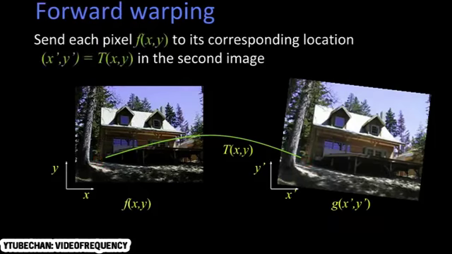So forward warping works as follows. You basically send every pixel f of x y, so I've got the first image, it's at x y, I send it to its corresponding location in the second image. So I have some pixel here, a little red dot, I know where it goes, and I put that same color that was on the first image down in the second image. And that's okay, but you might ask the question, well, what happens if this pixel lands between pixels in the new image? Let's take a look at that.